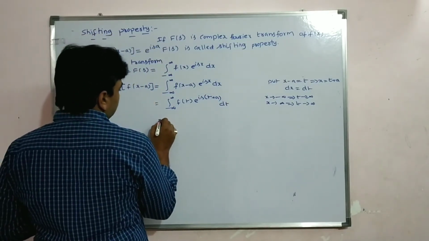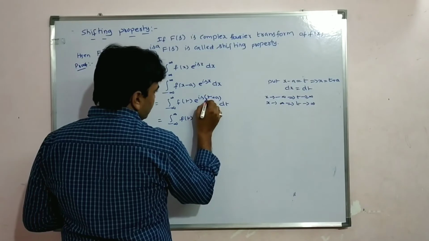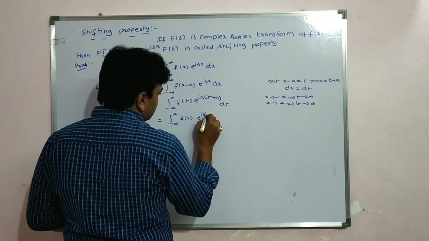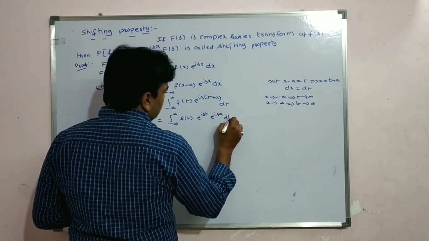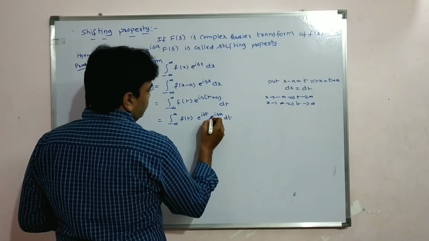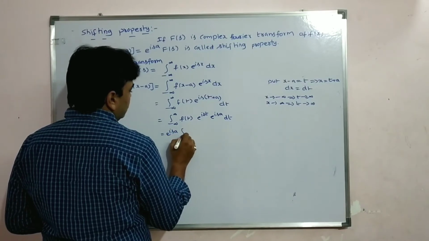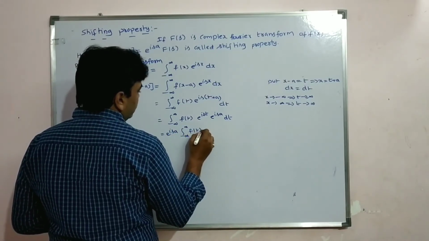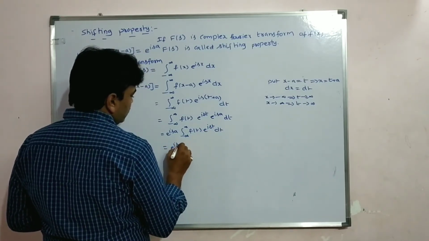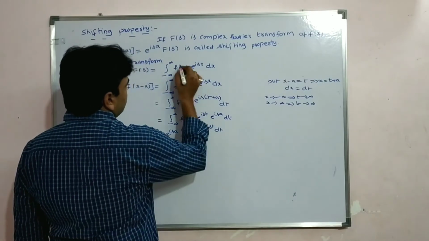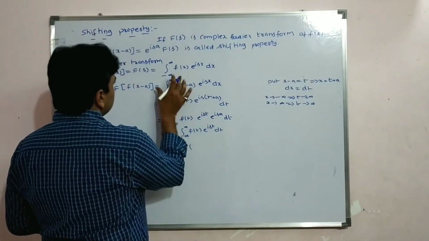Now that is equal to the integral from minus infinity to infinity of f of t, and separate the terms, students: e power ist into e power isa dt. Now with respect to t, this term is constant, students. So you can write e power isa integral from minus infinity to infinity f of t e power ist dt. Here we have t in place of x, so both are just variables. So this can be written as F of s.